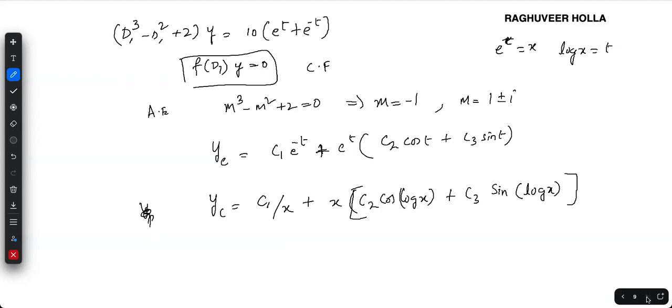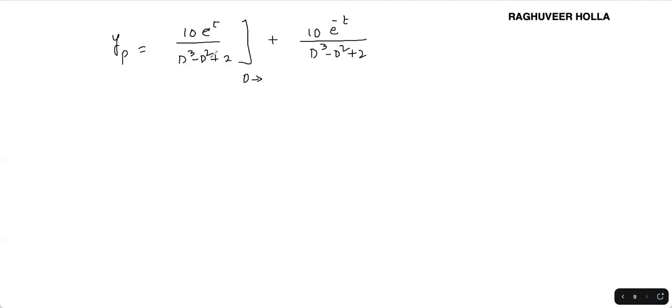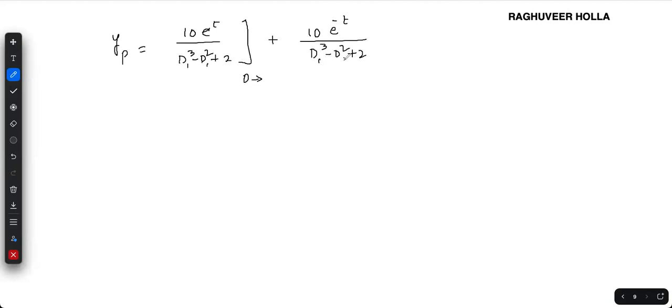So let us see what yp is here. yp is 10 multiplied by e to the power of t divided by (D cubed minus D squared plus 2), plus 10 e to the power of minus t divided by (D cubed minus D squared plus 2). Here we substitute D1 as 1 in the first term, and D1 as minus 1 in the second.